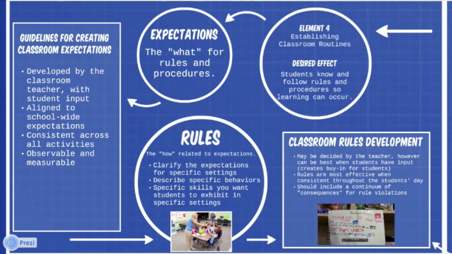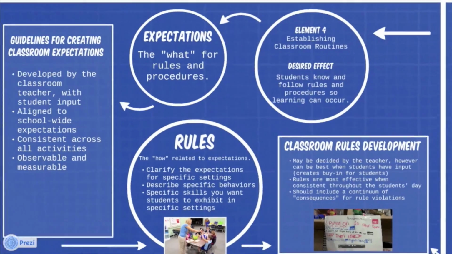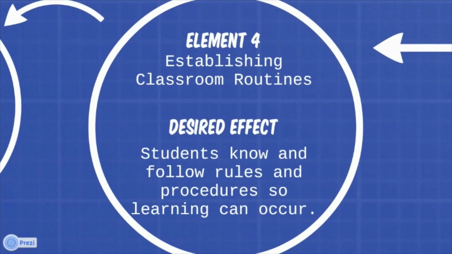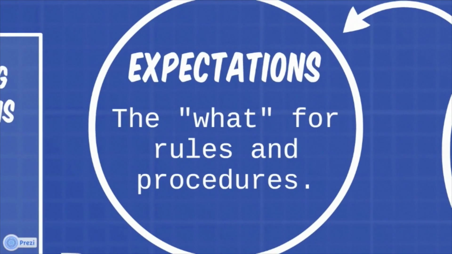In this section, we will go deeper into Element 4, establishing classroom routines. The desired effect of Element 4 is students know and follow rules and procedures so learning can occur. In order for students to have rules and procedures, expectations must be provided to serve as the guiding principle for those rules and procedures. In other words, expectations are the what for rules and procedures.